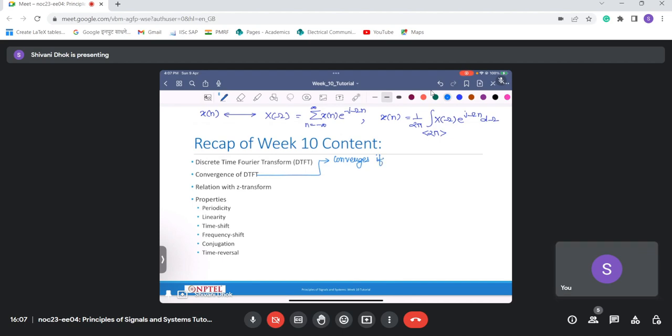x[n] is... Hello, madam. Are you displaying the screen? Sharing the screen? Yes, I am sharing the screen. Okay, maybe some problem from my side. Okay, madam. Can I just get a quick feedback from other people if my screen is visible or not? Visible for me. Yeah, okay, thank you.